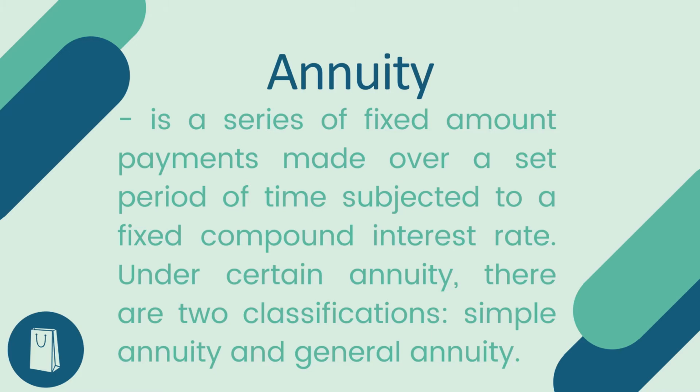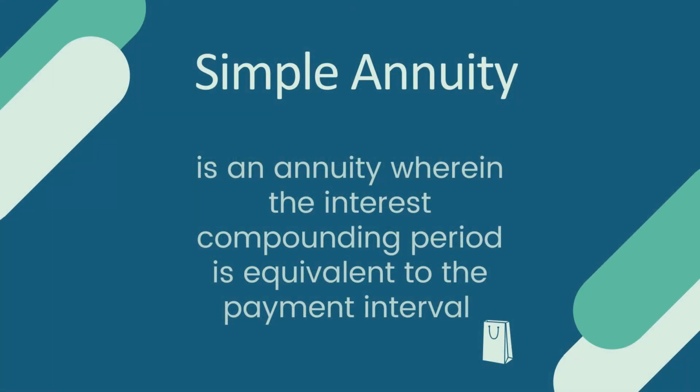So what is annuity? Annuity is a series of fixed amount payments made over a set period of time subjected to a fixed compound interest rate. Under annuity certain, there are two classifications, simple annuity and general annuity. Simple annuity is an annuity wherein the interest compounding period is equivalent to the payment interval.